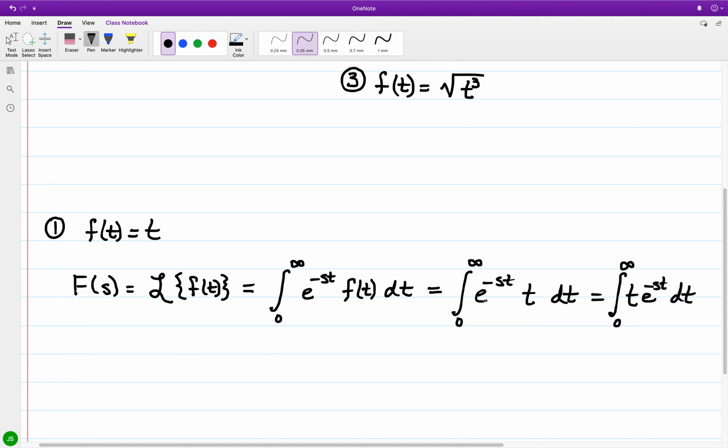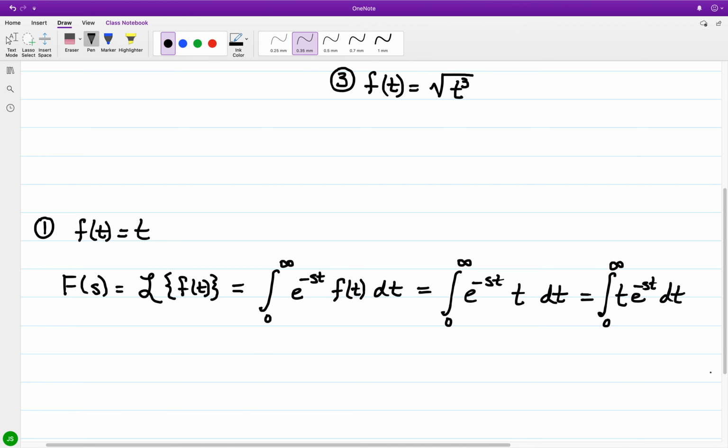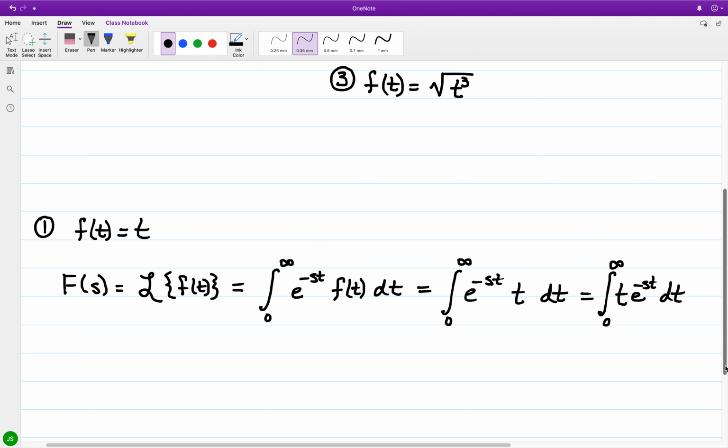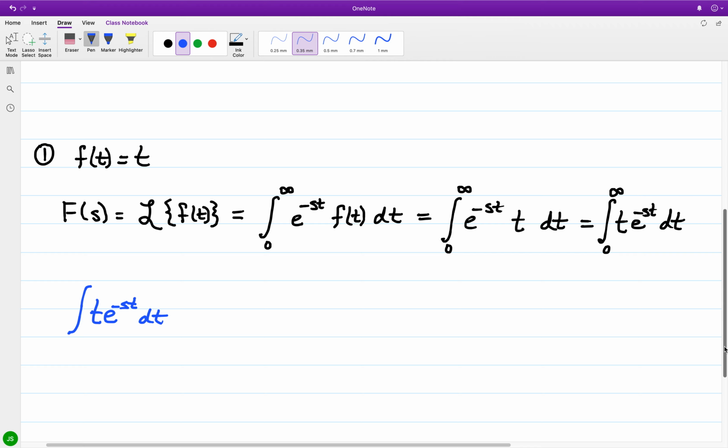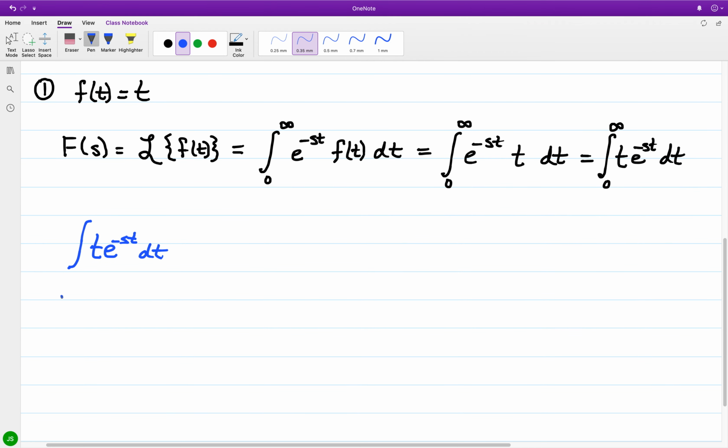The integral as t goes from 0 to infinity of e to the negative st times t dt. And just to make this integration by parts friendly, we're just going to reverse the order of the factors. So we have the integral of t times e to the negative st dt, and letting u be equal to t, and dv equal to e to the negative st dt.